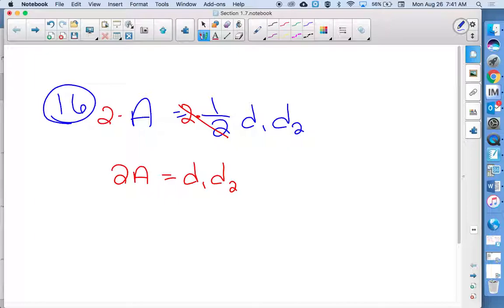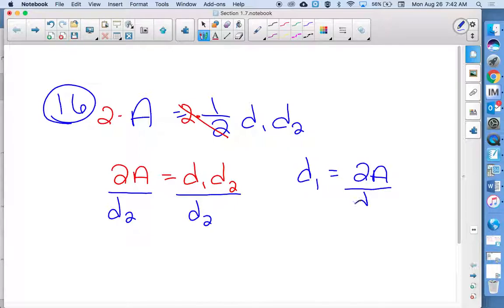All right, so we still need to get D1 by itself. Chris, what else would you do? Yeah, so we're going to divide out D2. So D1 would be equal to 2 times the area divided by that second distance of the other side. Questions?